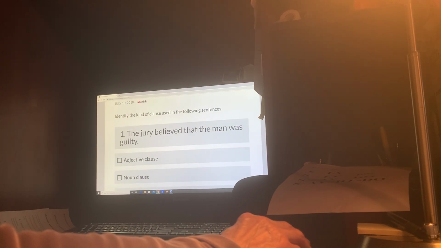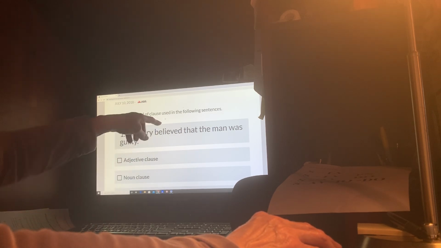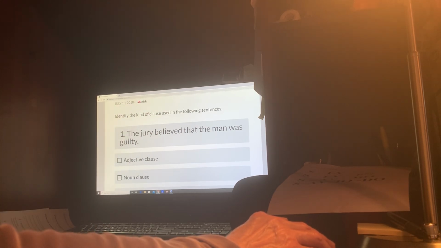So again, I go to the instructions. Identify the kind of, we could even analyze this. You identify what? The kind. Yes: AV, DO, clause, preposition used in the following sentences, participle modifying clause. Just beautiful.